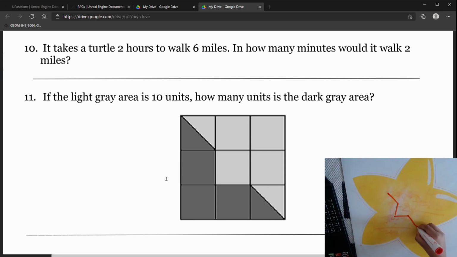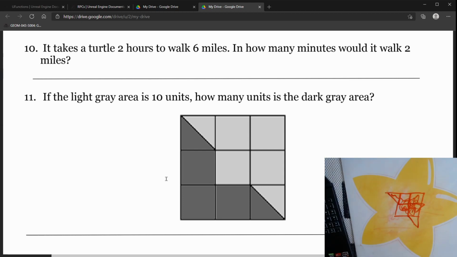And then, yeah, just make it out. So this is the light gray area. So this is light gray. And then, if this is equal to 10 units, then this is actually really easy.